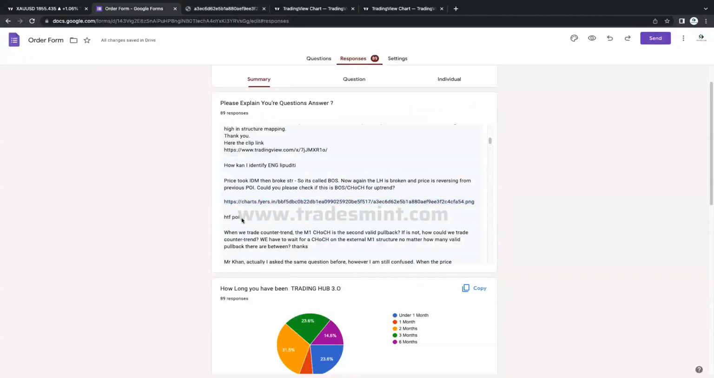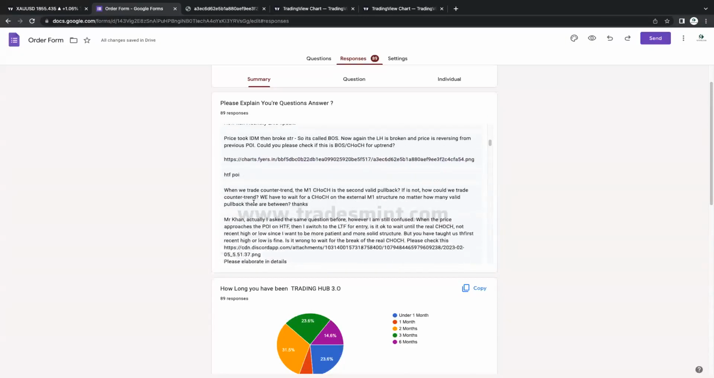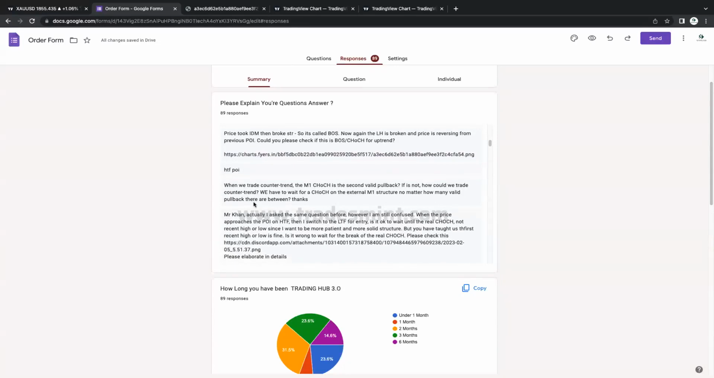Higher time frame POI, I don't understand what your question is. How can we trade counter in a one-minute chop? The second valid pullback, that's how you can trade counter. We have to wait for chop on the extreme M1 structure, no matter how many valid pullbacks there are in between. How can we trade one minute chop, a second valid pullback? How can we trade counter trend?